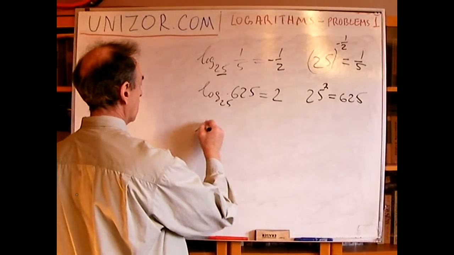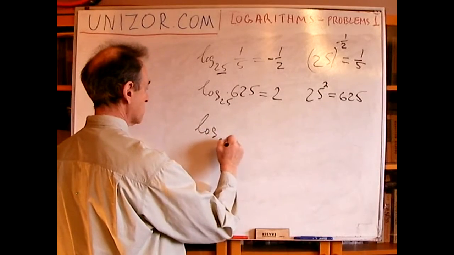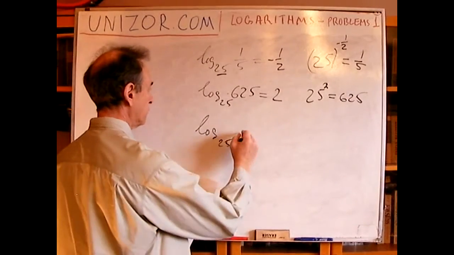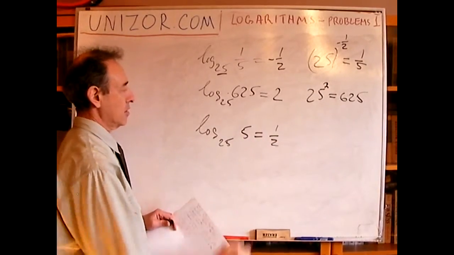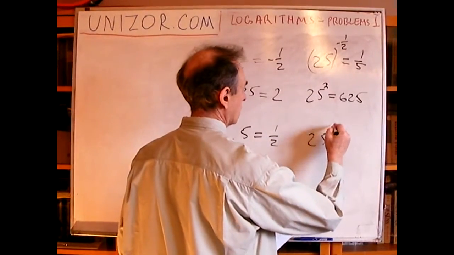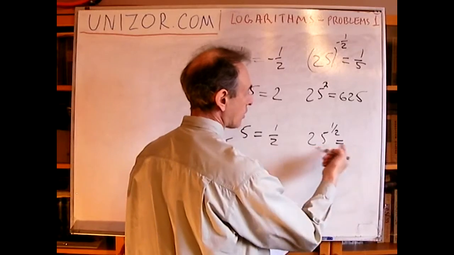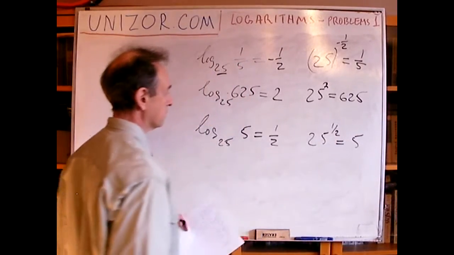All right, log base 25 of 5. Well, obviously this is 1/2, because 25 to the power of 1/2, which is the square root of 25, is 5.